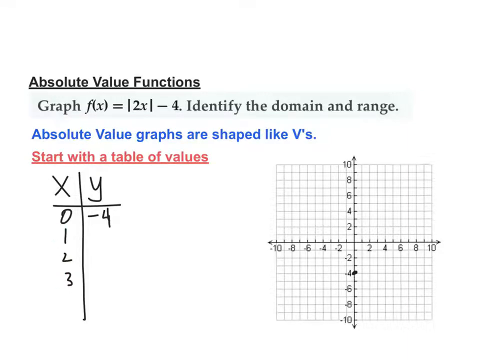So in this case, when I plug 1 in, I've got the absolute value of 2. 2 minus 4 is -2. You should be able to predict what the next ones are going to be, but we'll plug 2 in anyway. 2 times 2 is 4. The absolute value of 4 is 4. Minus 4 is 0. And the last one, of course, if I just follow the pattern, it's going to be +2. And notice now I've added those points to my graph.